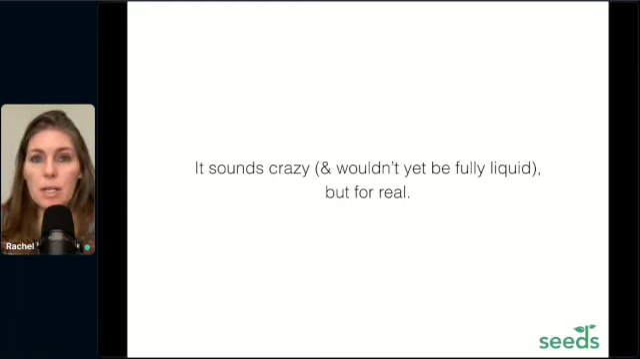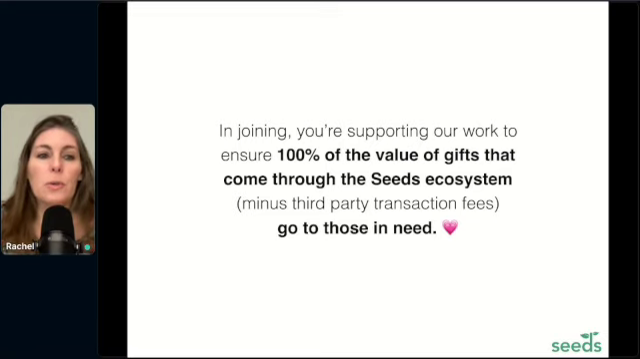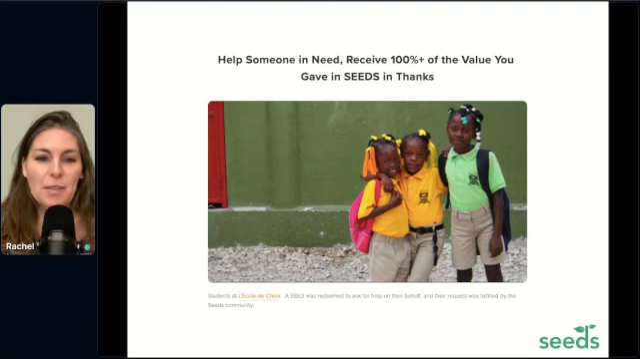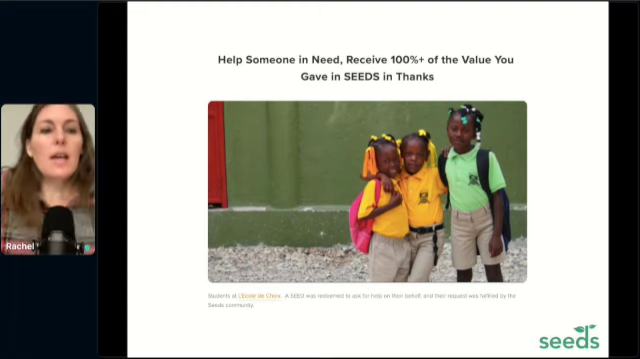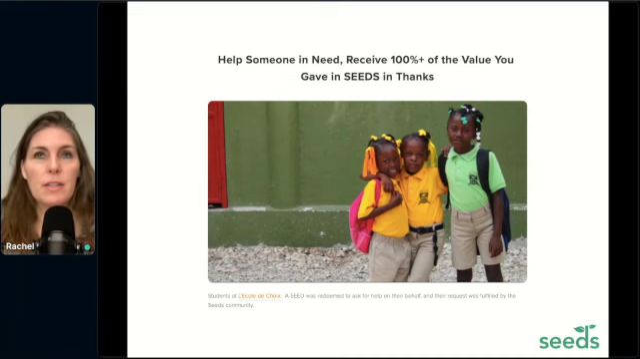And in my opinion, most importantly, in joining, you're also supporting our work to ensure that 100% of the value of gifts that come through the Seeds ecosystem go to people in need, minus third-party transaction fees. You're supporting a social good project that has served people in 29 countries to date. These are kids in Haiti at a school, L'École de Choix. A seed had been redeemed on their behalf to get them funds to continue their education. This is a real world example of real people who have benefited because of seeds. We couldn't do this without the participation of students in our course. We just wouldn't be able to sustain the project without it. Thank you very much for even considering joining the course for that reason.